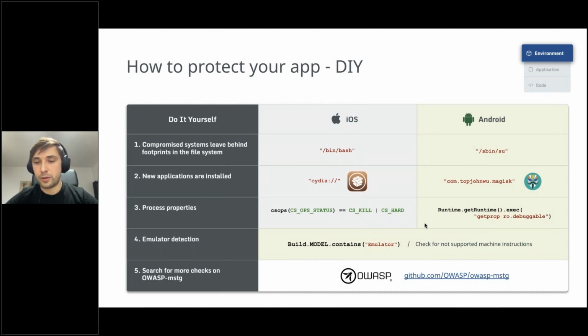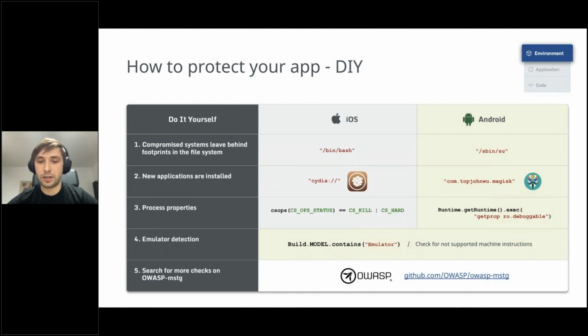And on Android, we can just check if the system-wide debugging is enabled. And if it is enabled, then it means that someone is trying to debug our app. Another way that is mostly popular on Android for emulator detection, we can check the name of the device we are running on right now, and we can just check if it contains an emulator string.